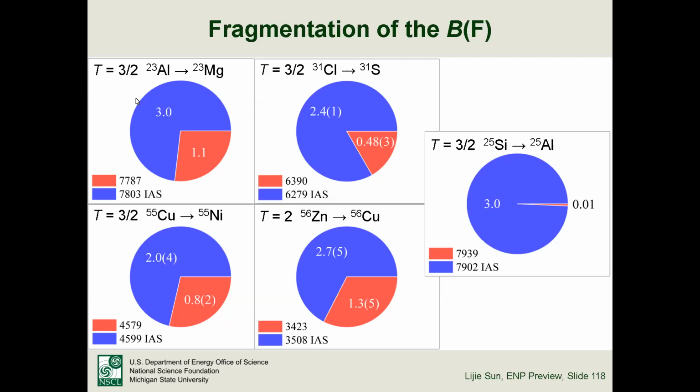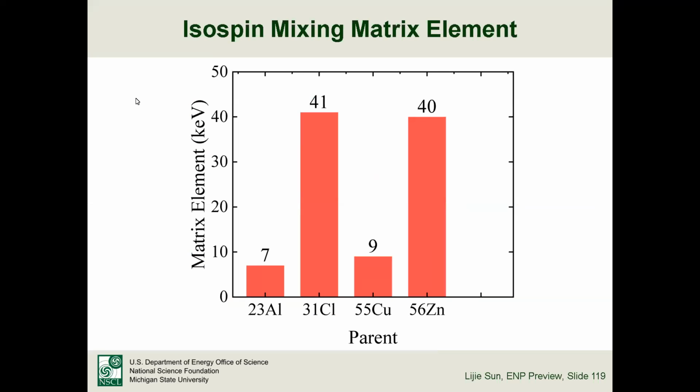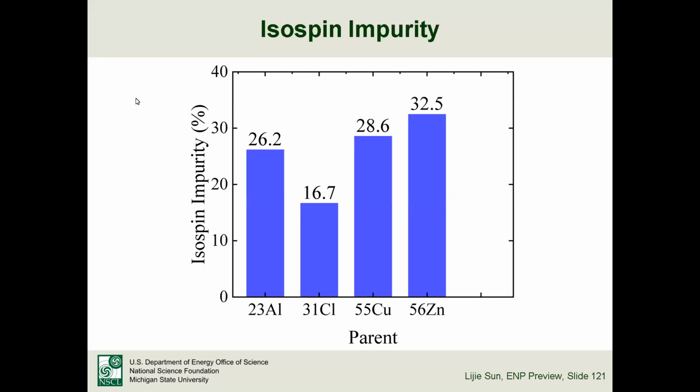And how about the other quantities? Let's see. Here is the isospin mixing matrix element. We observed this matrix element also for silicon-25. I put it here. It is small. We expect that because we didn't observe any decays from this state. Then the last one is the isospin impurity. All these four cases have some degree of isospin impurity. How about silicon-25? Here, you can see it's barely visible.